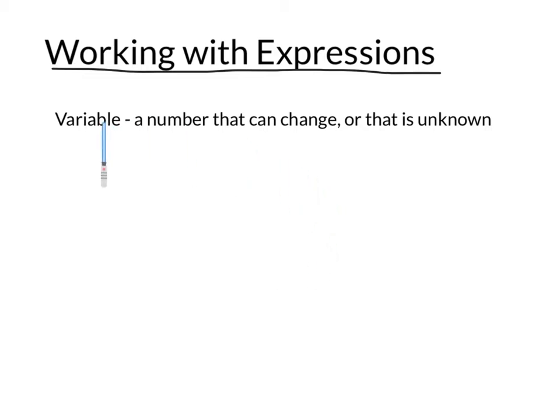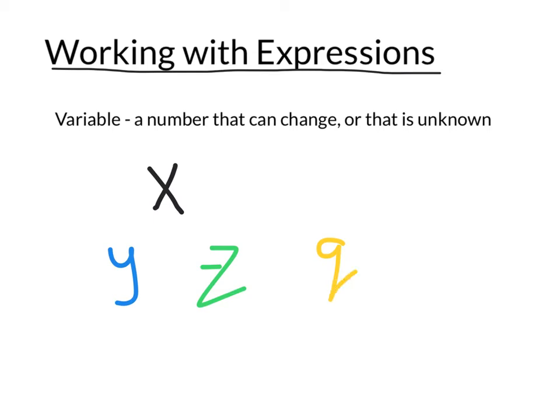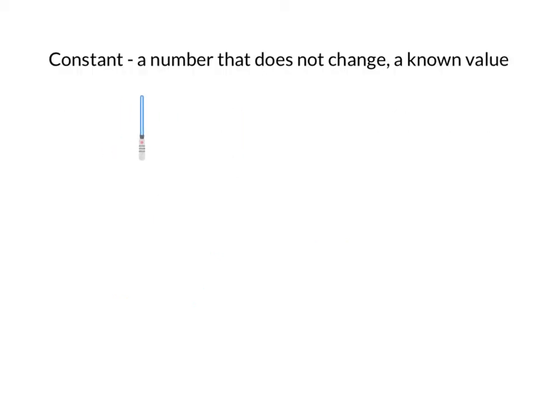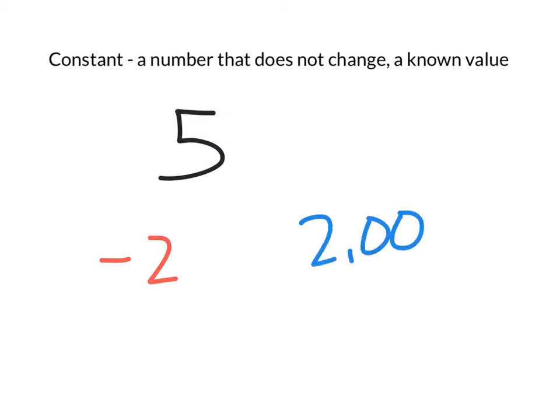First up is variable. A variable is a number that can change or that is unknown. In math, we often like to use the variable x, but we could use any other letter as well, such as y, z, q, or anything else. A constant, on the other hand, is a number that does not change. It is a known value, such as 5, -2, 2000. Really, it's just any number that you know.